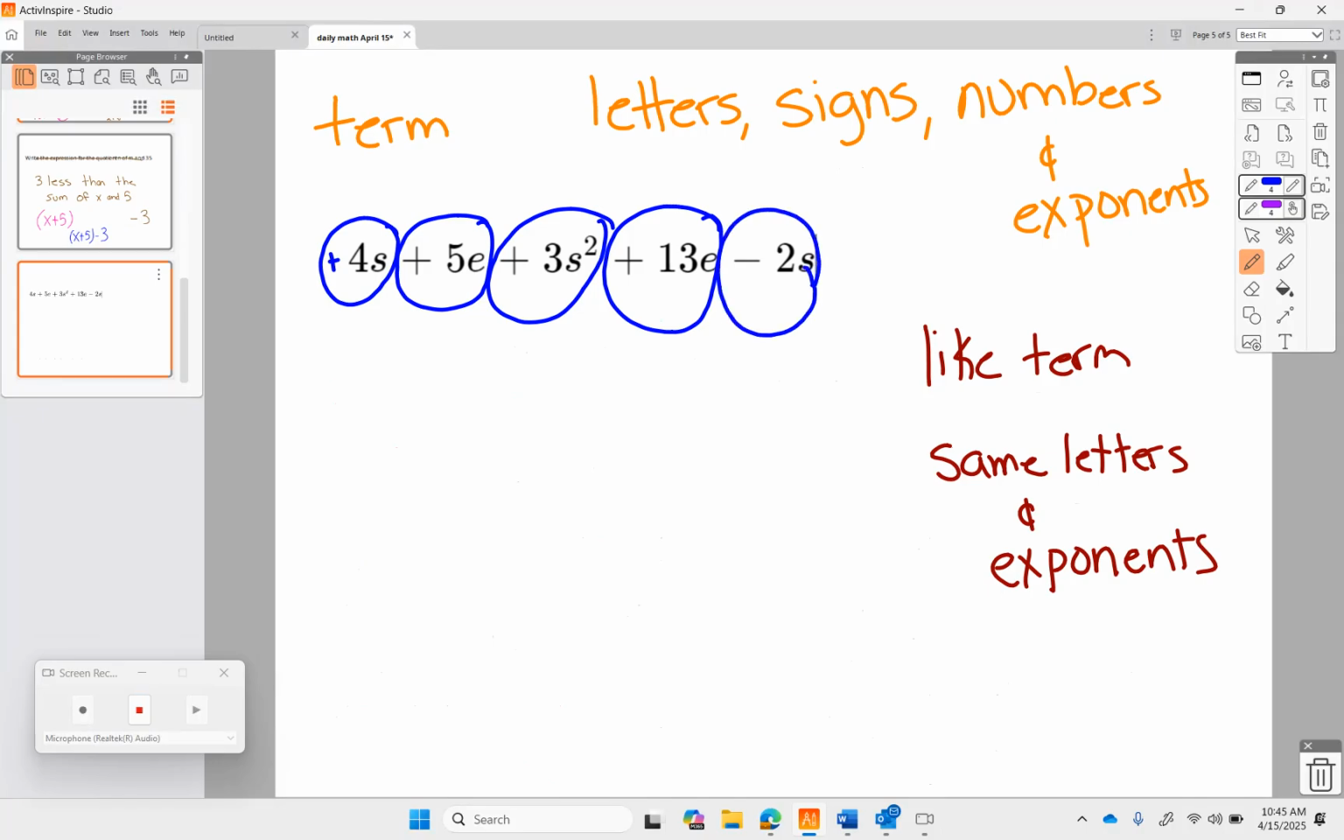So I'm going to look at my first term, which is 4S. 3S squared is not a like term because the letters match, but the exponents don't. But minus 2S is like. So if I have 4 S's and I subtract 2 S's, I'm left with 2S. As I do these, I circle what I'm doing and put lines through it so I can keep track.